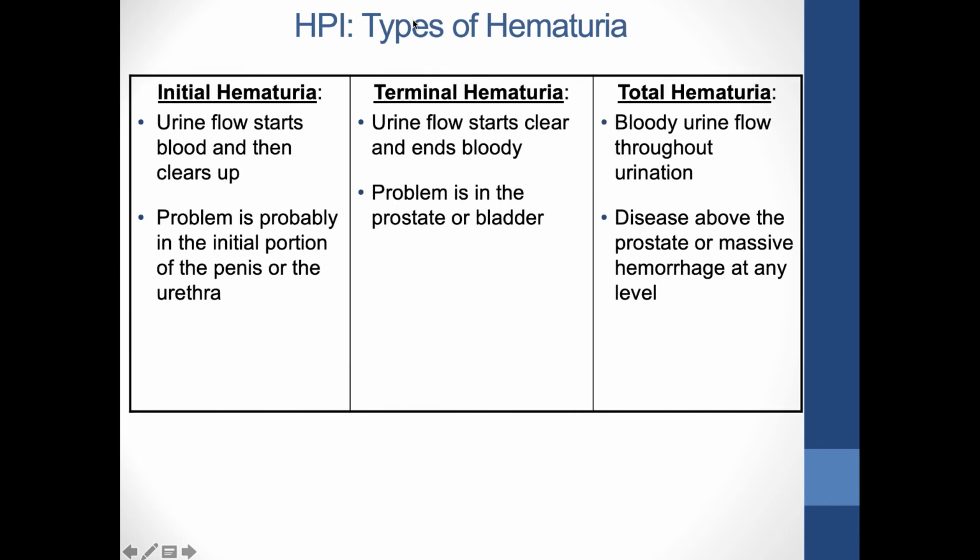So the different types of causes with hematuria, initially, if the urine flows, and it starts out with blood, but then ends up clear, the problem's probably in the initial portion of the penis or the urethra. If they have terminal hematuria, where the urine starts out clear and ends up bloody, the problem is in the prostate or bladder. When they have total hematuria, just bloody urine flowing throughout the urination, the disease is above the prostate, or they have a massive hemorrhage at any level.